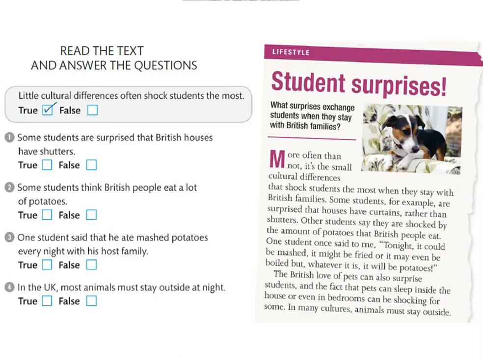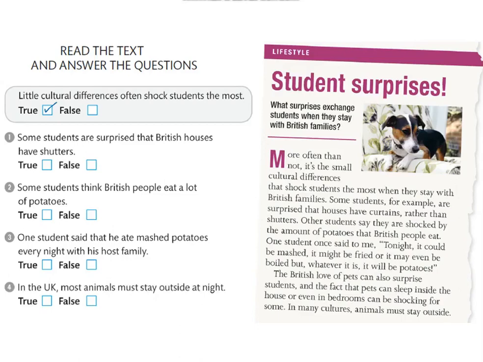Let's read now the questions and see if they are true or false. Little cultural differences often shock students the most. That's true. Some students are surprised that British houses have shutters. That's false. They are surprised that they have curtains.